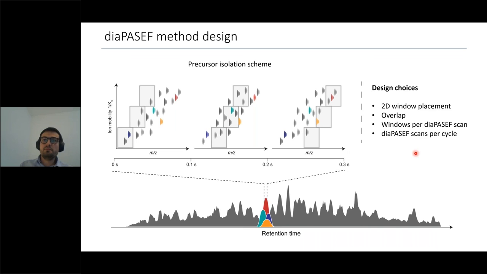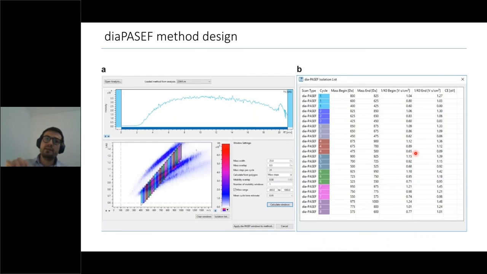And this is then how this looks in reality, where you could load one of your 21-minute Evosep runs and then overlay your window placement on top of a two-dimensional map, ion mobility versus m/z. And then the idea is to set this acquisition area so that you cover most or even all of the precursors that you're interested in.